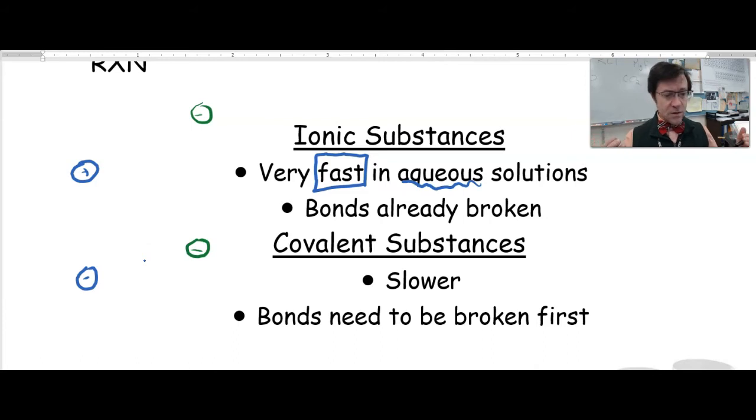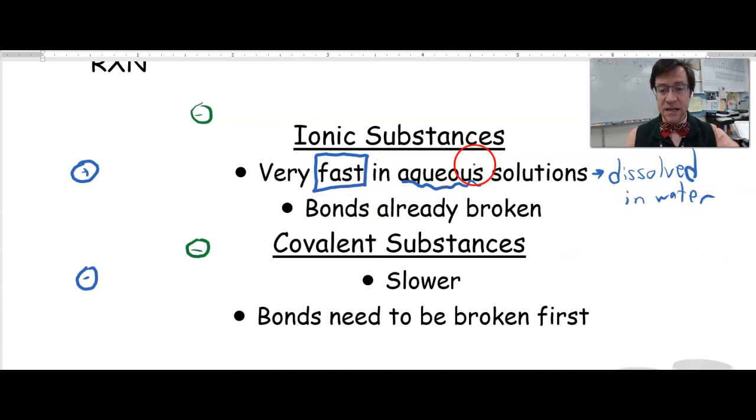So an effective collision for an ionic substance that is dissolved, all the effective collision is they bump into each other. There's almost no kinetic energy needed, because the kinetic energy in creating a chemical reaction is used to break the chemical bonds, right? It's got to smash so hard that it breaks the bonds. Well, what if the bonds are already broken? All they got to do is bump into each other, and that's it. And so that's what happens in an aqueous solution, dissolved in water.